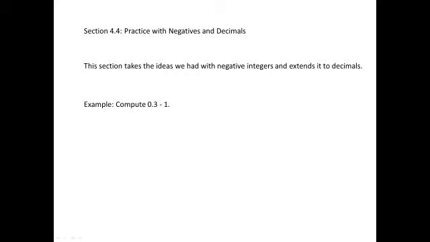Example, compute 0.3 minus 1. We will first write everything with the correct number of decimals. 0.3 minus 1.0. We can think of this calculation as 3 minus 10. What is 3 minus 10? That's negative 7. So the answer will be negative 0.7.